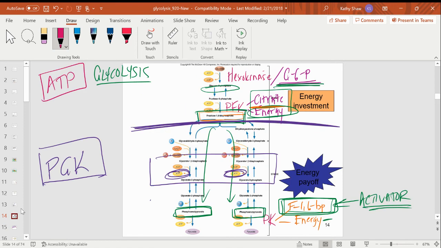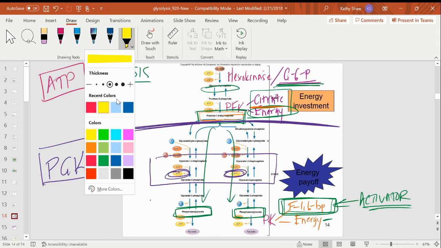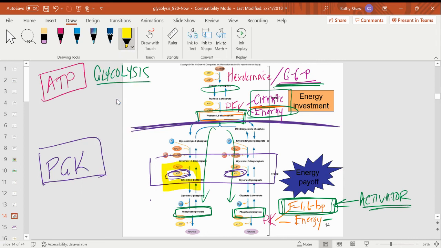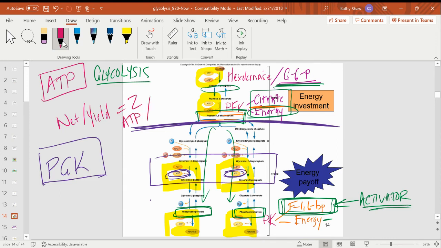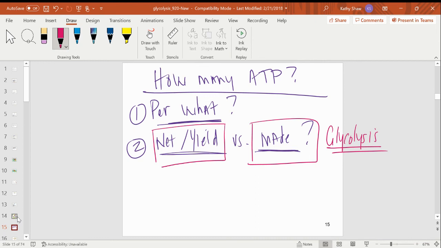So what did I do? What I did was, per glucose, I made 4 ATP, 1, 2, 3, 4, and it cost me 2. So my net or my yield is 2 ATP per glucose. So made 4, cost me 2, my net or my yield is 2.